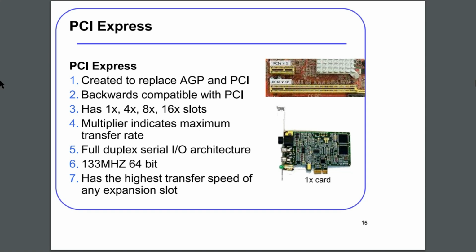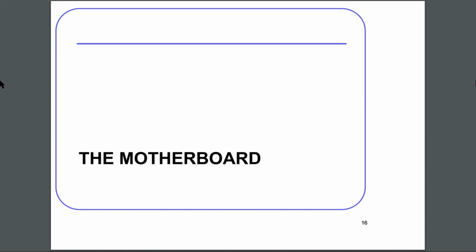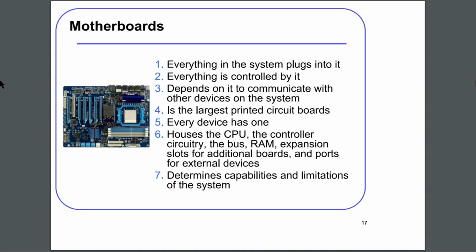So let's move to the next slide, the motherboard in a computer system. So what is the motherboard? Let's check. Everything in the system plugs into it, which is why it's called the motherboard. Everything is controlled by it, and everything depends on it to communicate with the other devices on the system. It is the largest printed circuit board. Every computer has one. It houses the CPU, the controller circuits, the bus, RAM, expansion slots for additional boards, and ports for external devices. It determines the capabilities and limitations of the system.